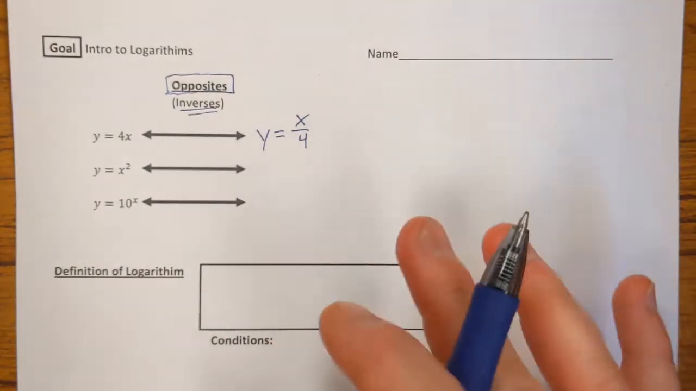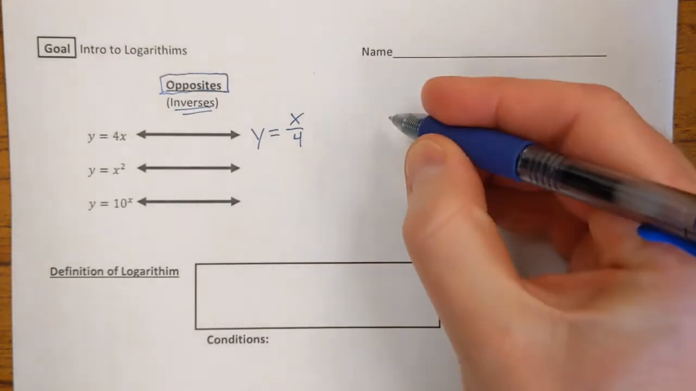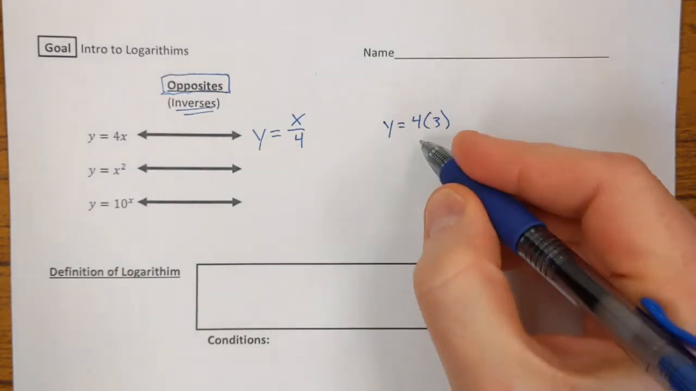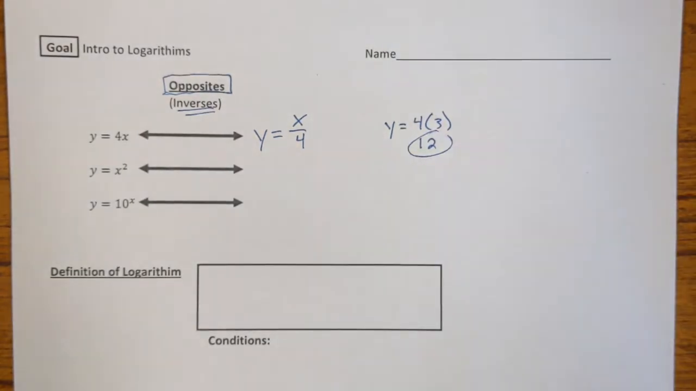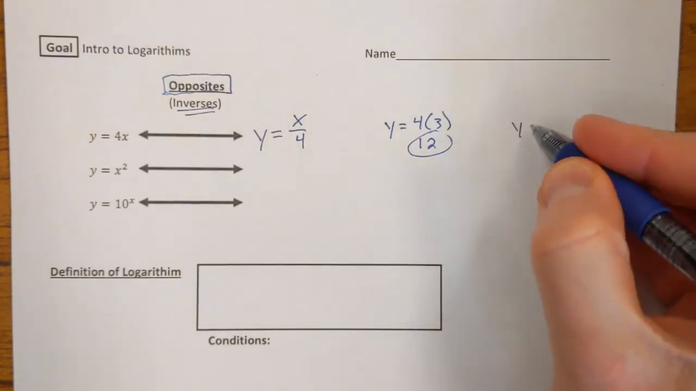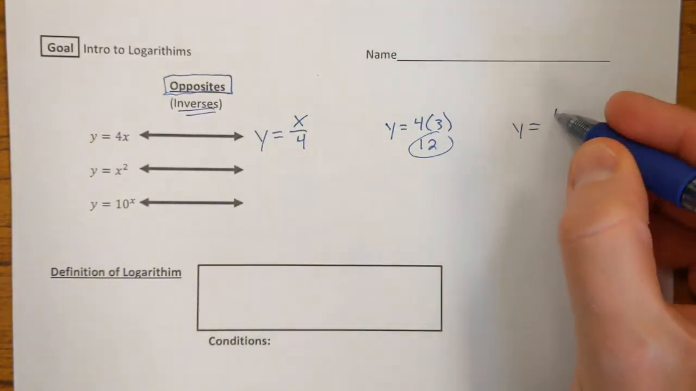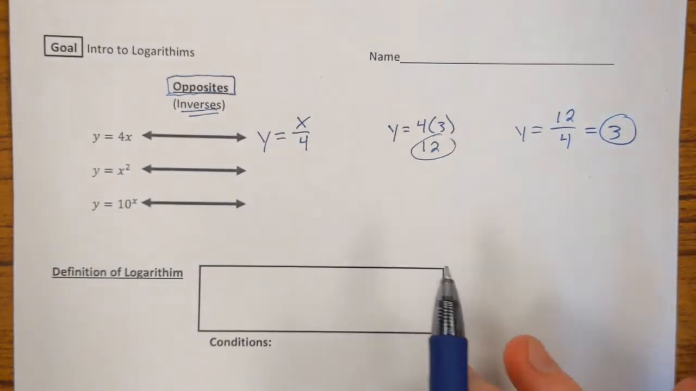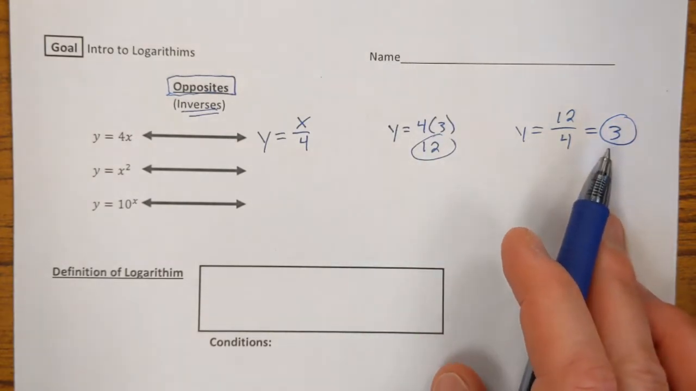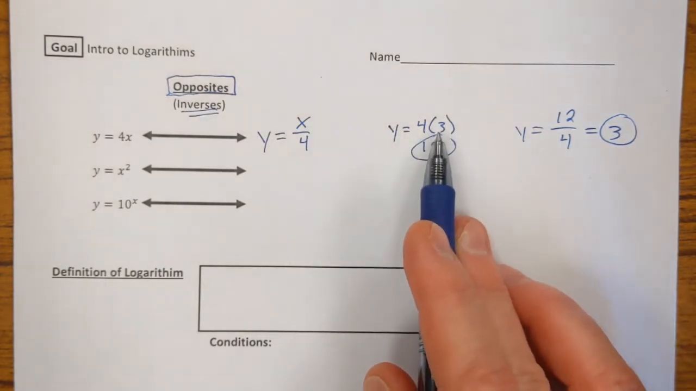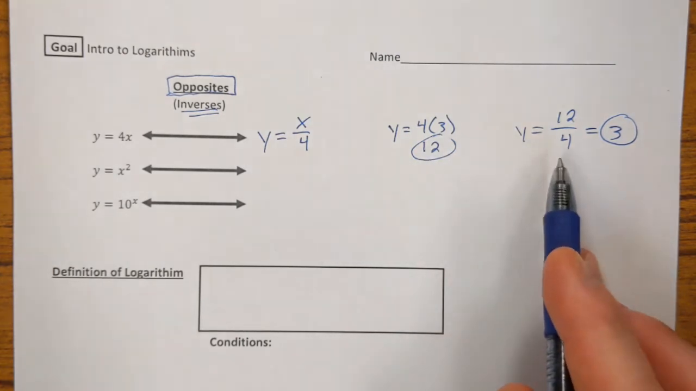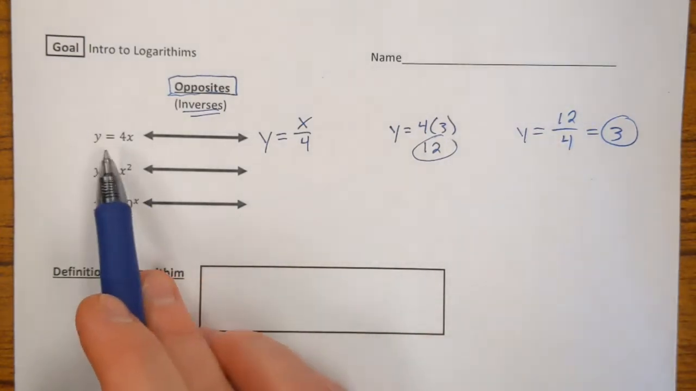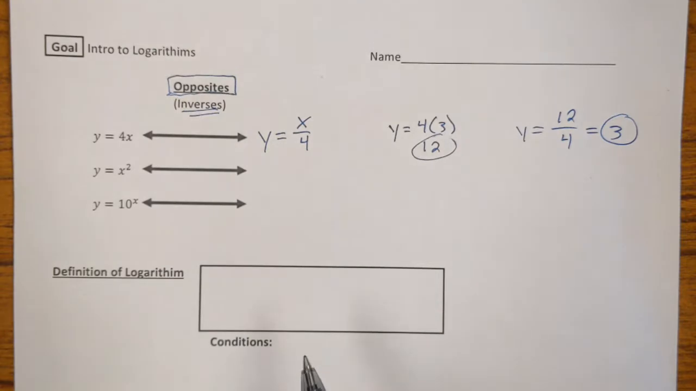And here is proof that two functions are inverses. Let's use like the number 3. If I were to plug in a 3 into the first function, I would get a value of 12. 4 times 3 is 12. But then if I were to plug the 12 into the second function and take 12 divided by 4, it would return a value of 3. And this is proof that these two functions are inverses. In the first function, when I input a 3, I get an output of 12. But in the second function, when I input a 12, I get an output of 3. That is proof that these two functions are called inverses, which means that they're the opposites of each other.